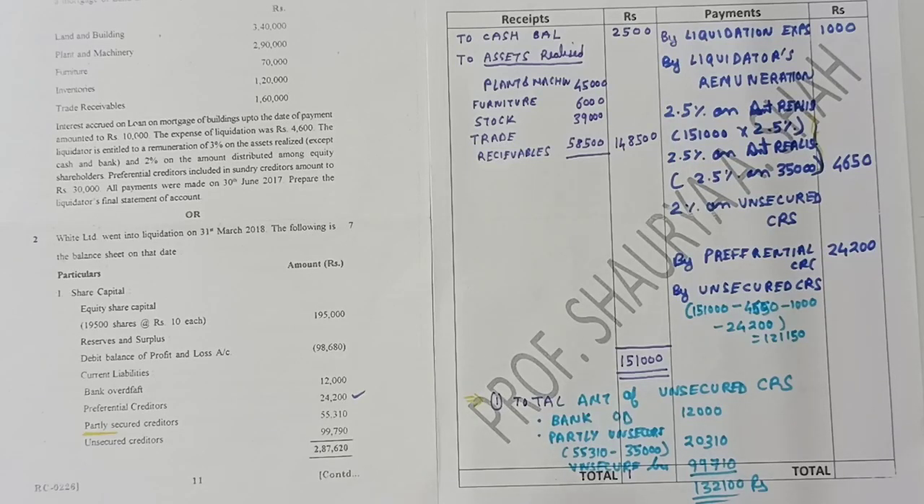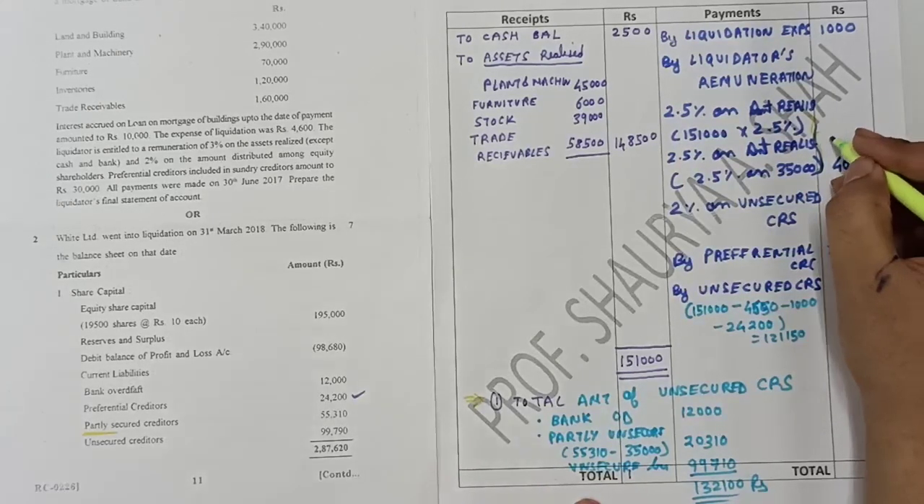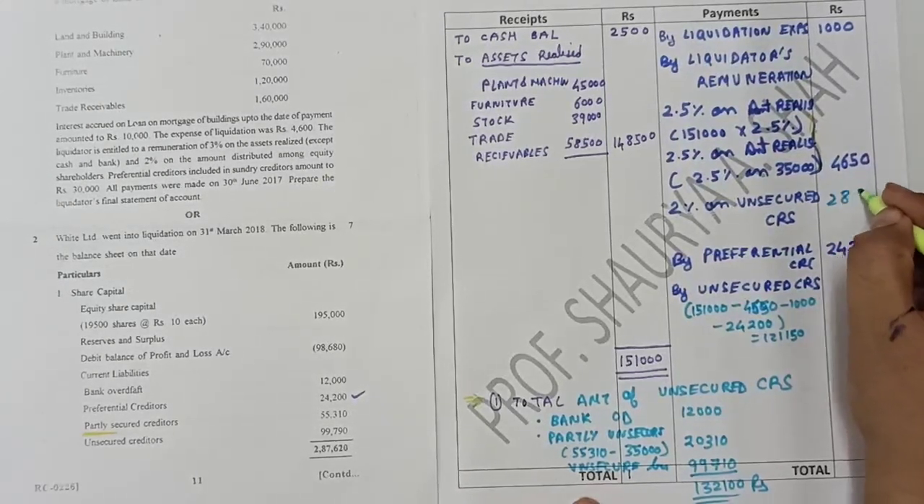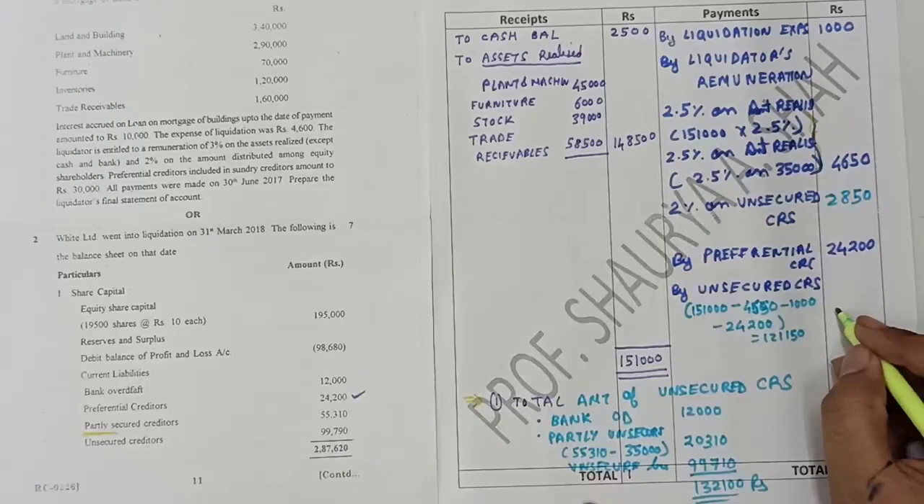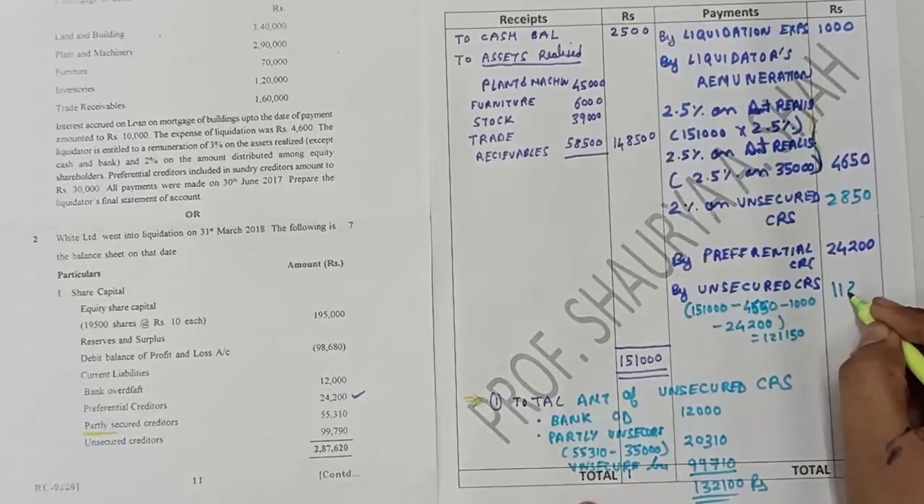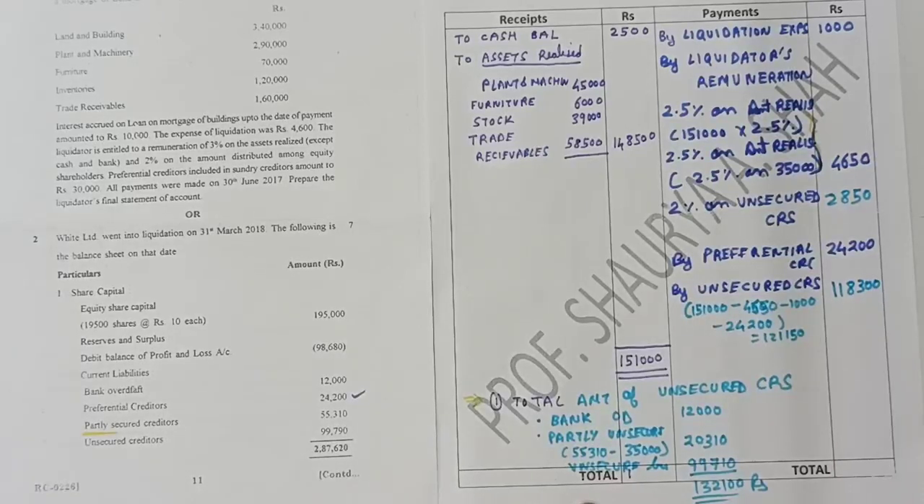So what amount of liquidator's remuneration will I find out? It is 2850. So 2% on unsecured creditors is 2850. You can find it from the same formula that we used in the short sum. So the remaining amount which I have is 1,18,300. That will actually be paid to the unsecured creditors.